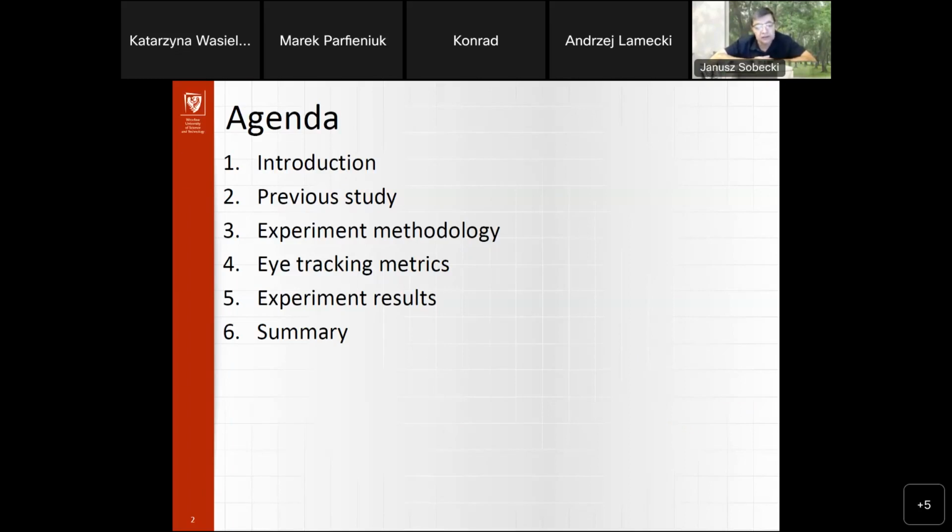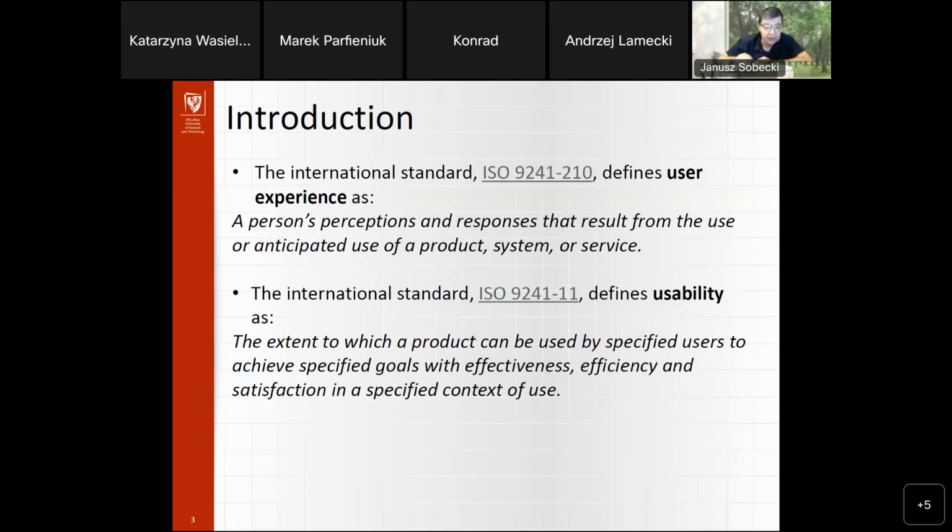Okay, so the agenda is: introduction, previous study, our methodology of the experiment, what eye tracking measures we are using, what are the results of our experiment, and what's the summary.